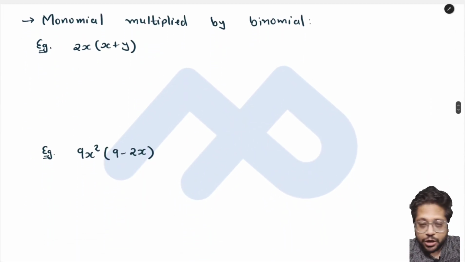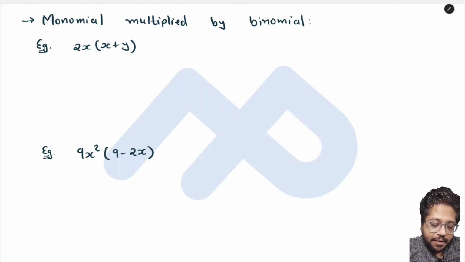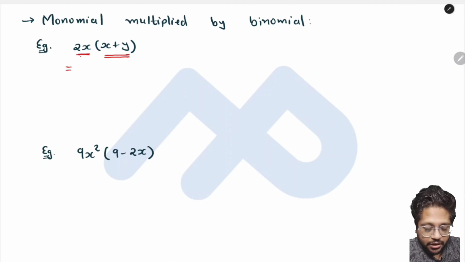Now let's see how you can multiply a monomial by a binomial. Now what is a binomial? Bi means 2, so a binomial is an algebraic expression with two terms. Clear? So how can you multiply this monomial, which is a single term algebraic expression, with a two-term algebraic expression, a monomial by a binomial? Simply multiply that monomial by each individual term.